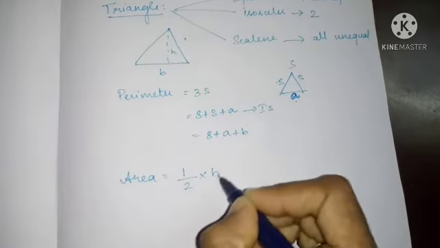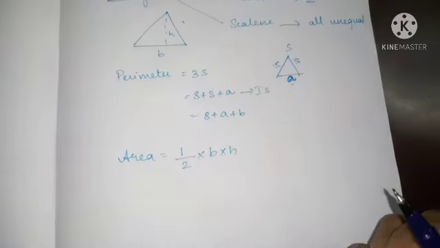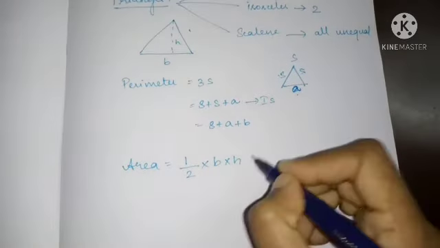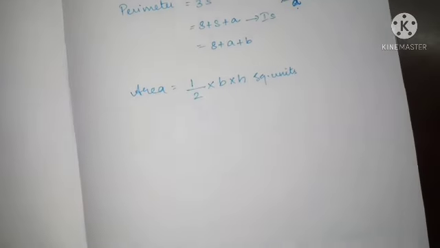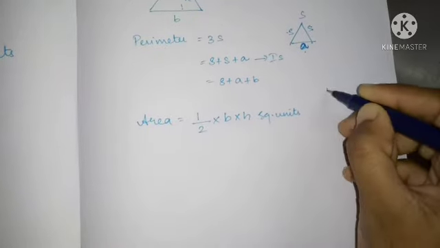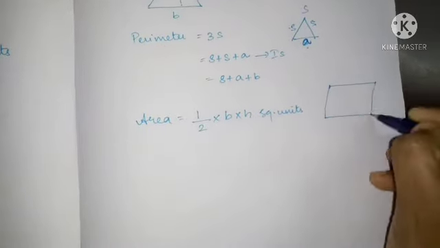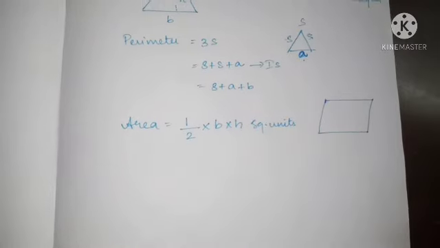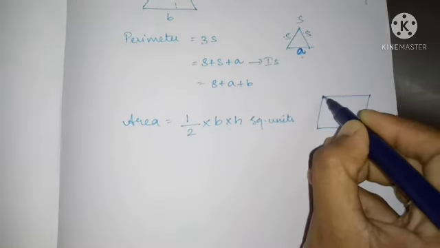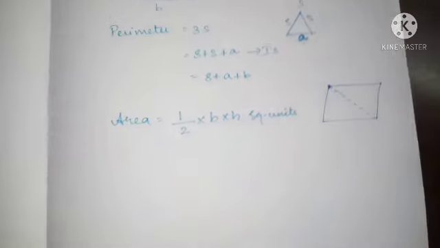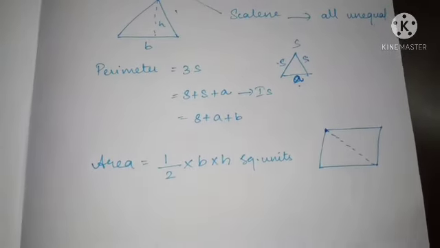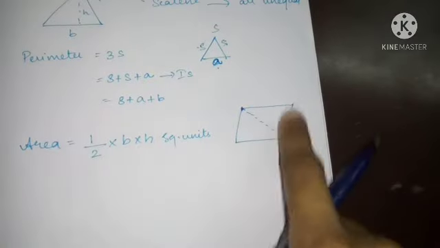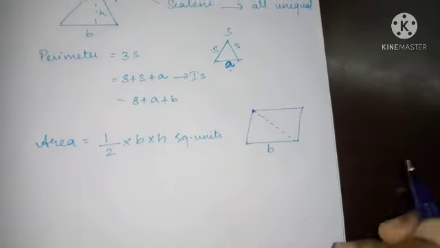Next, area, only this matters. Area is half into base into height, square units. How does this area come as half into base into height? There is one story behind that. Actually, we are taking it from the parallelogram. Parallelogram you know, right? First we found it from the parallelogram only. The formula of the triangle comes from the parallelogram.